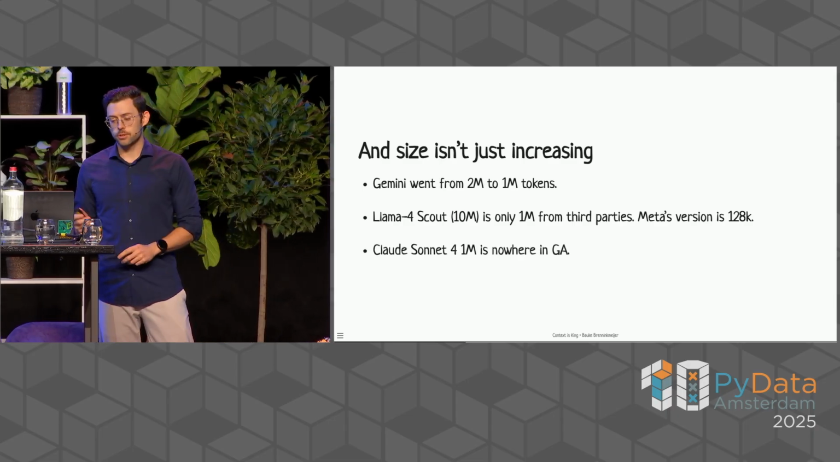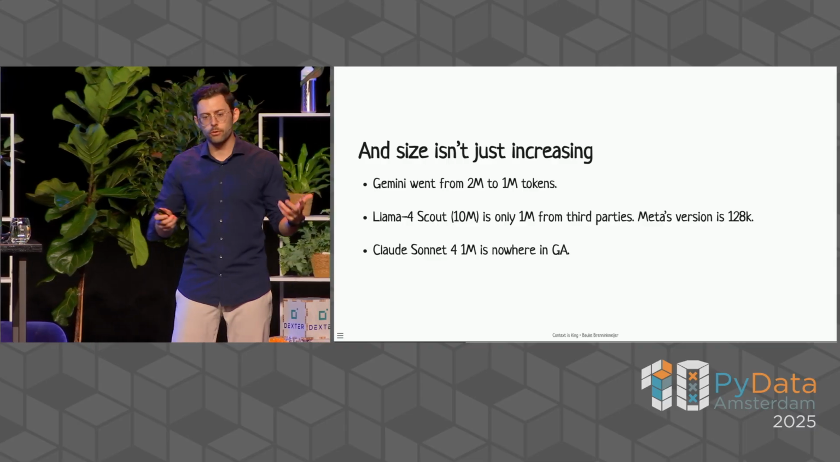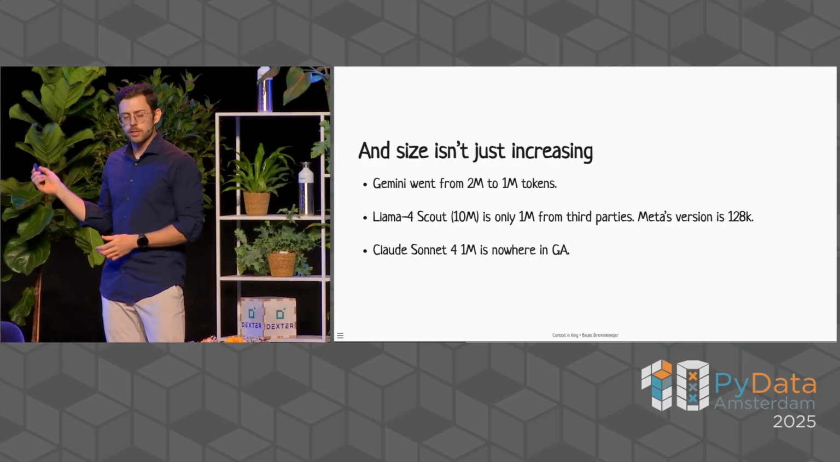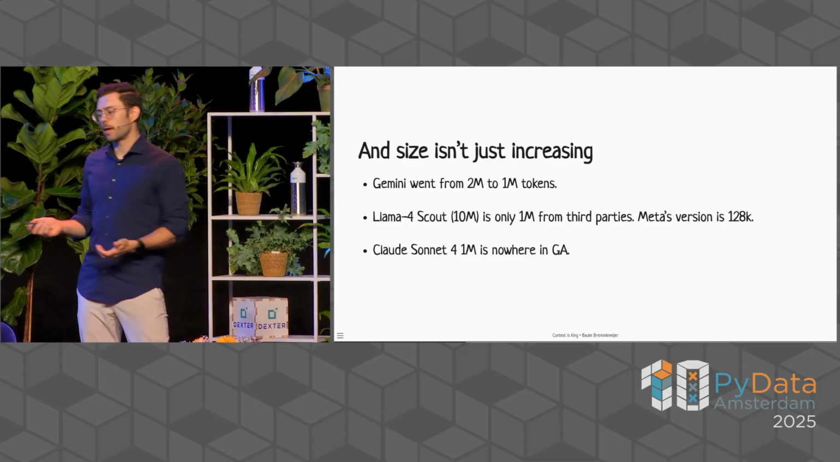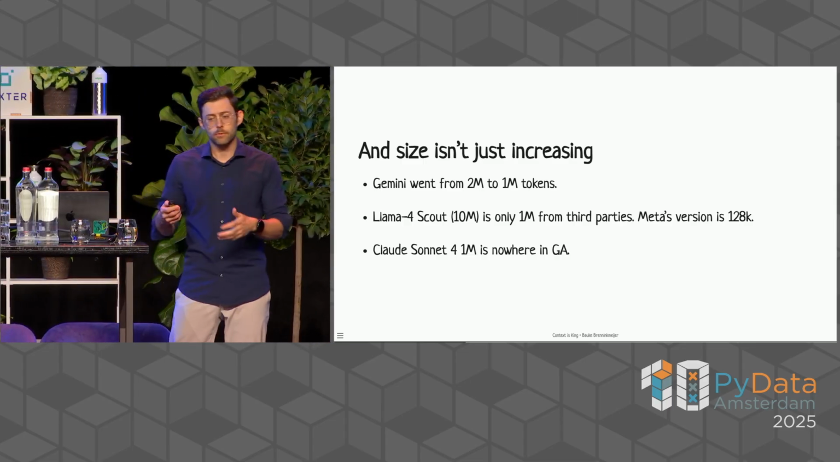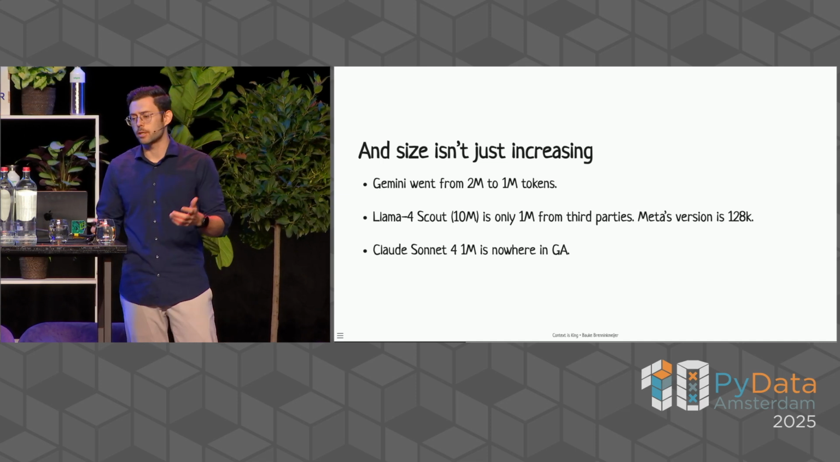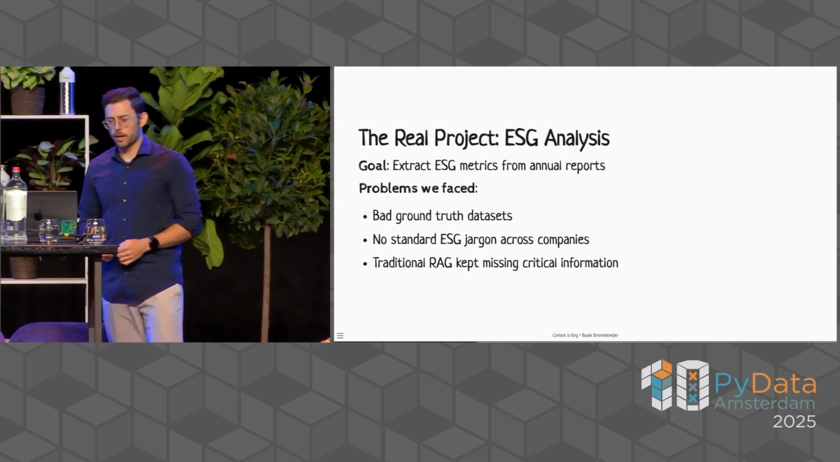And lastly, Claude Sonnet 4 with 1 million, which was a huge thing, and suddenly we have long context from Claude. It isn't in general availability anywhere, it's in beta. So I wasn't even able to test it for this talk, and I was kind of looking forward to doing that because it is an interesting model. So, back to the problem.